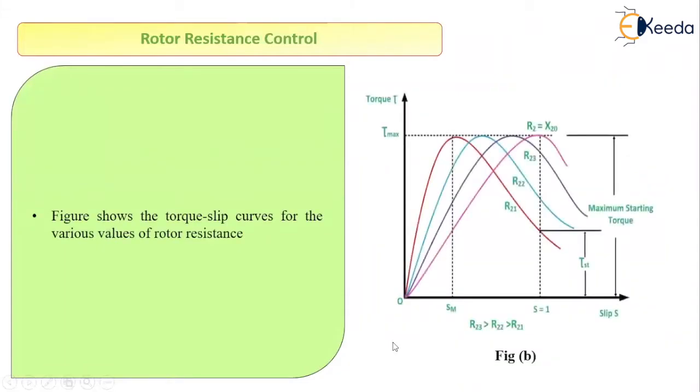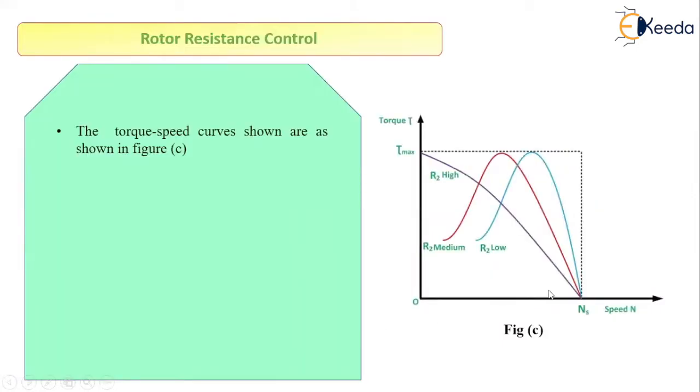Now we have already studied the torque slip curve for the various values of the rotor resistances. We have also seen the torque slip curve is divided into various regions depending upon the speed, that is low slip region, medium slip region and high slip region. Also we have seen that the resistance plays a very important role in determining the position of the maximum torque. Now here the figure shows the torque speed curve. The y-axis represents the torque, whereas the x-axis represents the speed.